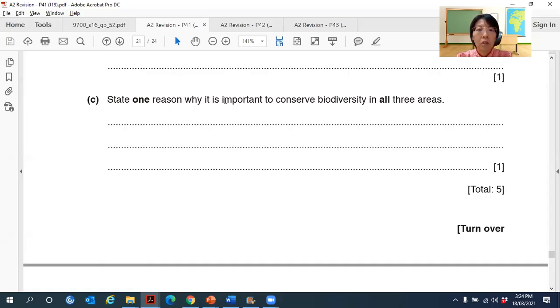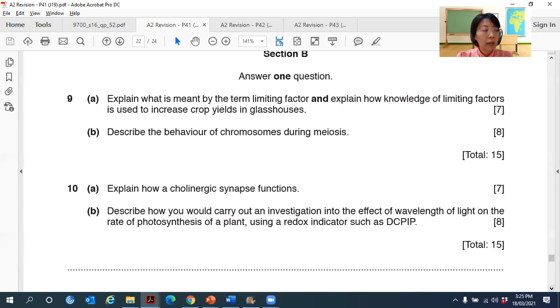Okay. So they only want one reason, right? Which is very easy. What if they ask you for a 5-mark question or essay question? Okay, you can still write. So that's the first question we want to discuss.